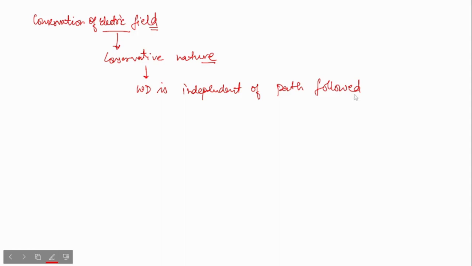Now, if we take a test charge and consider 2 points A and B, we are moving from A to B and then B to A. This is a closed path. Now consider a charge Q placed in an electric field, and these are 2 points. The work done by the electric field to move a test charge from A to B, we'll find that.